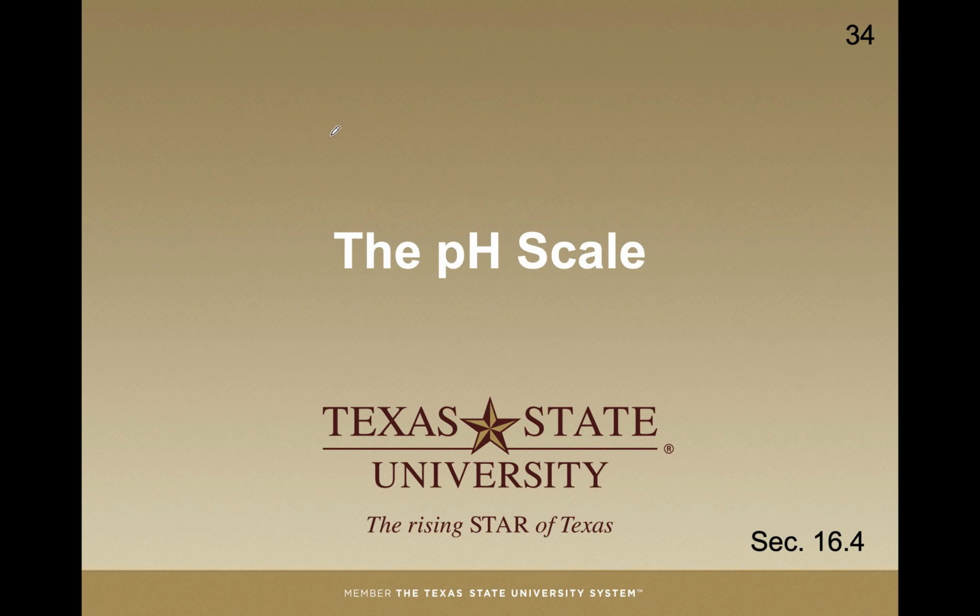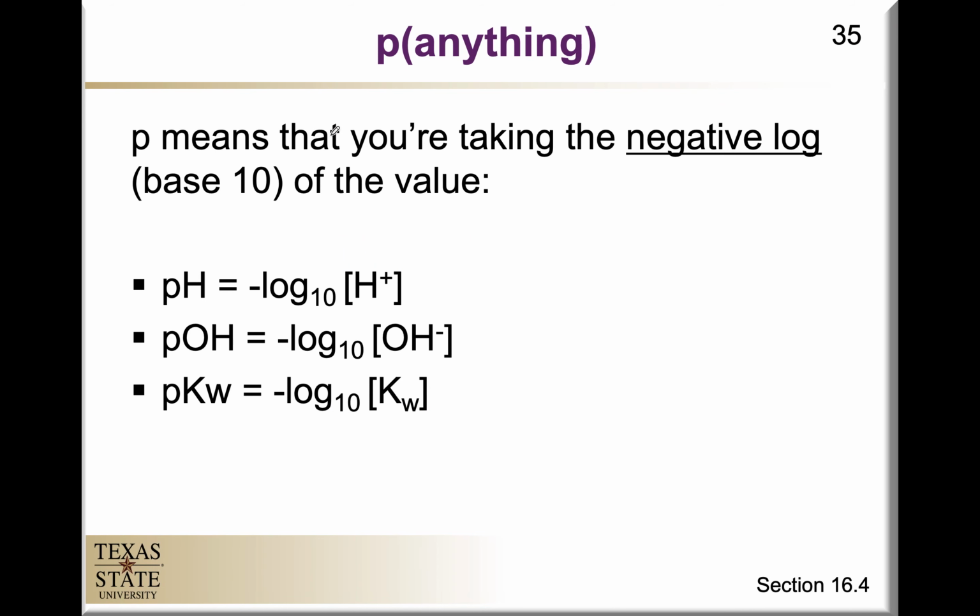All right, guys, in this part of the lecture, we're going to learn about the pH scale. So what does pH refer to? Whenever we say P anything, what we mean is that we're basically taking the negative log in base 10 of that value. So for example, pH refers to the negative log of the hydrogen ion concentration. Similarly, the pOH would refer to the negative log of the hydroxide ion concentration. And finally, pKW would refer to the negative log of the KW.